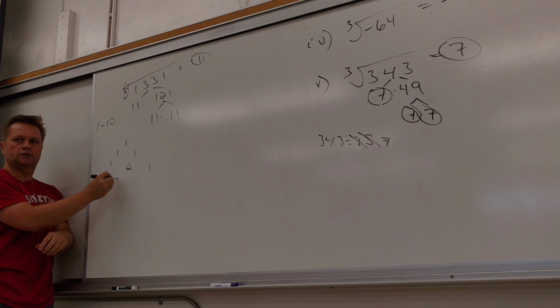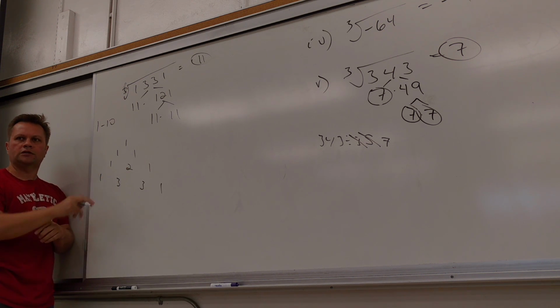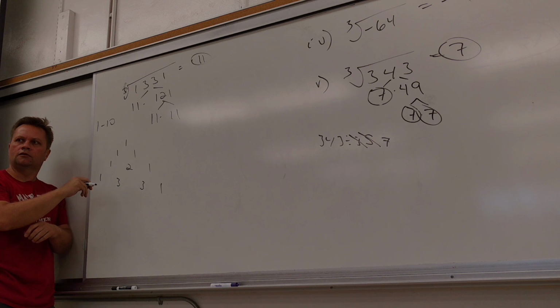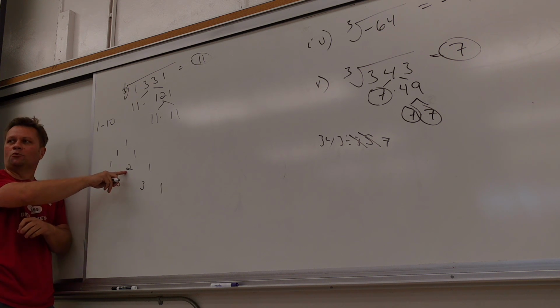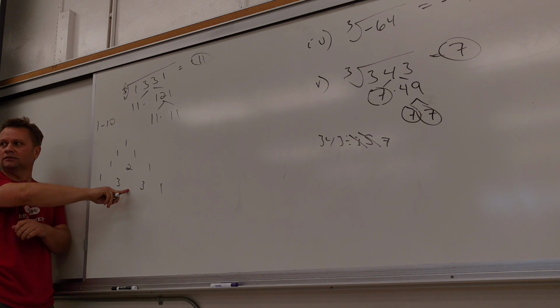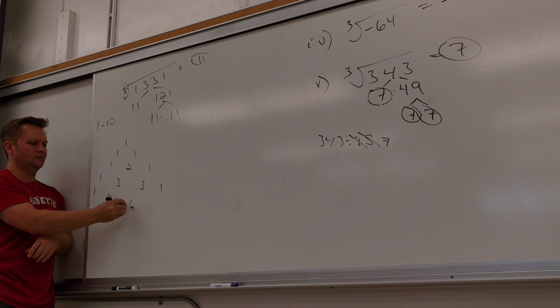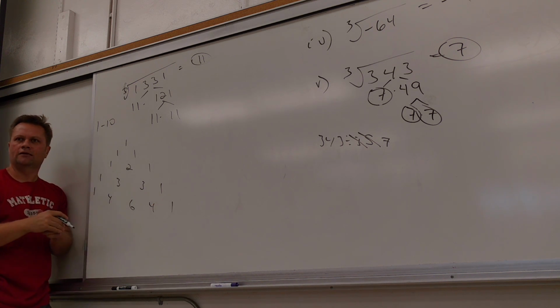1 plus 2 is 3. 2 plus 1 is 3. Put a 1 on the outside. What's 11 times 11? 121. What's 11 times 1? 11. What's 11 times 11 times 11? 1, 3, 3, 1. And what's 11 times 11 times 11 times 11? 1, 4, 6, 4, 1.